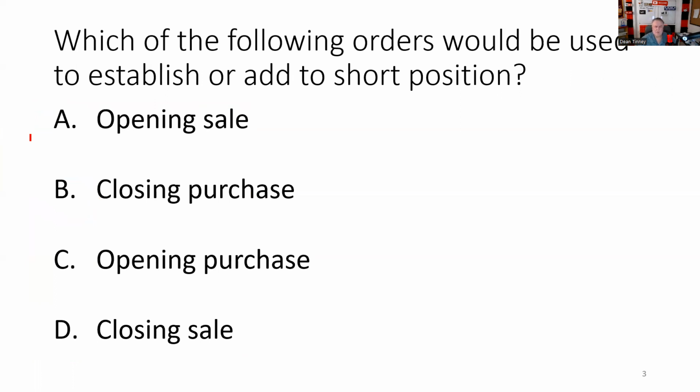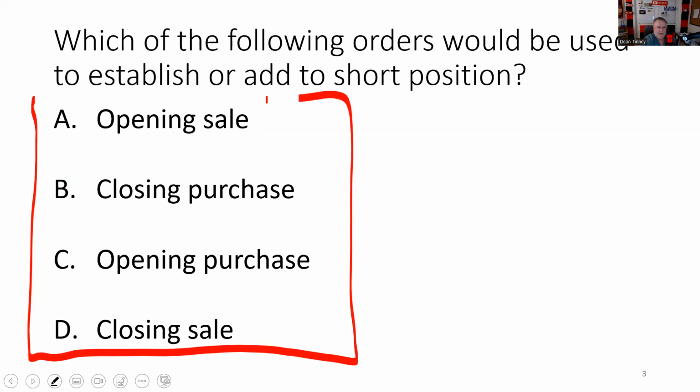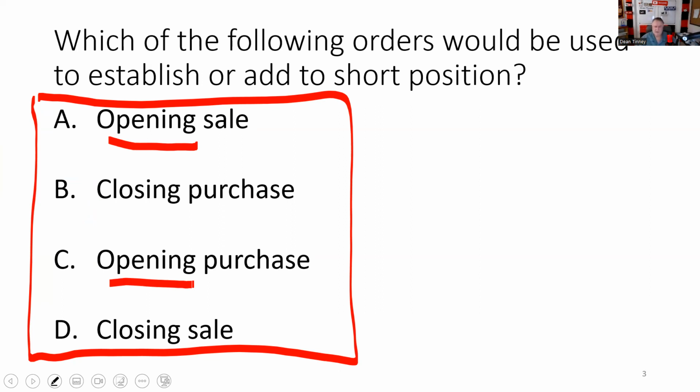Which of the following orders would be used to establish or add to? Again, it's mainly about this answer set and getting comfortable with this. Once you hear use to establish or add to, it's going to be an opening transaction. And if what you're trying to do is establish a short position and create either an obligation to let somebody call the stock away from you or an obligation to let somebody put the stock to you, you're going to be doing an opening sale.